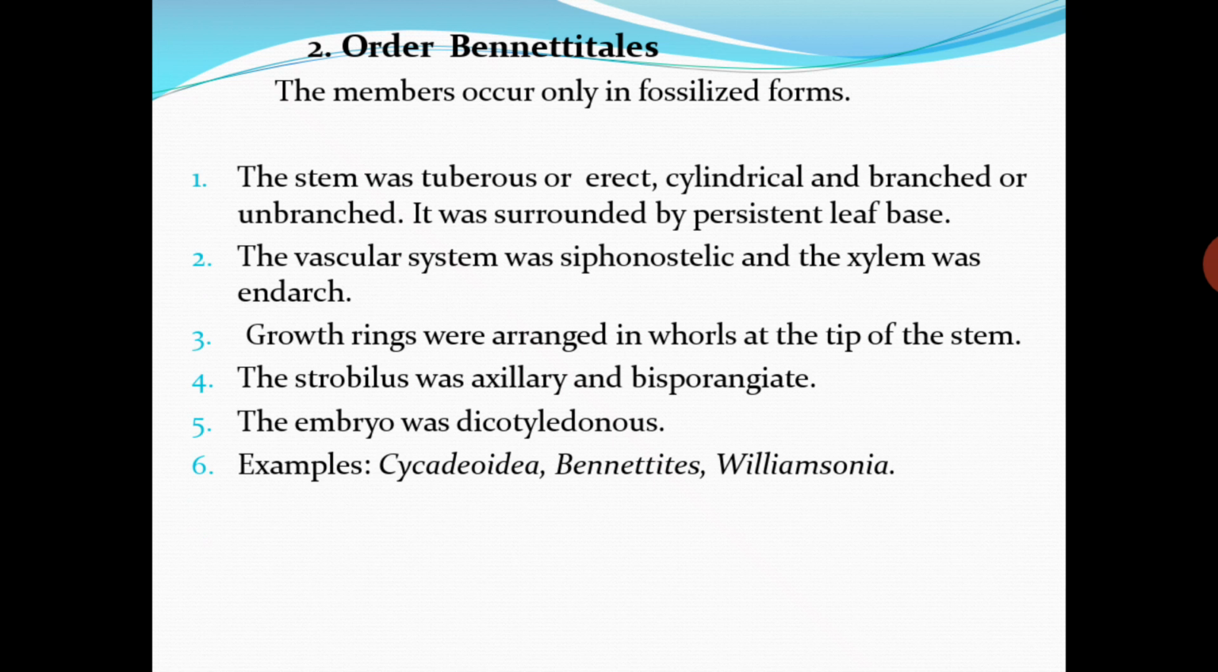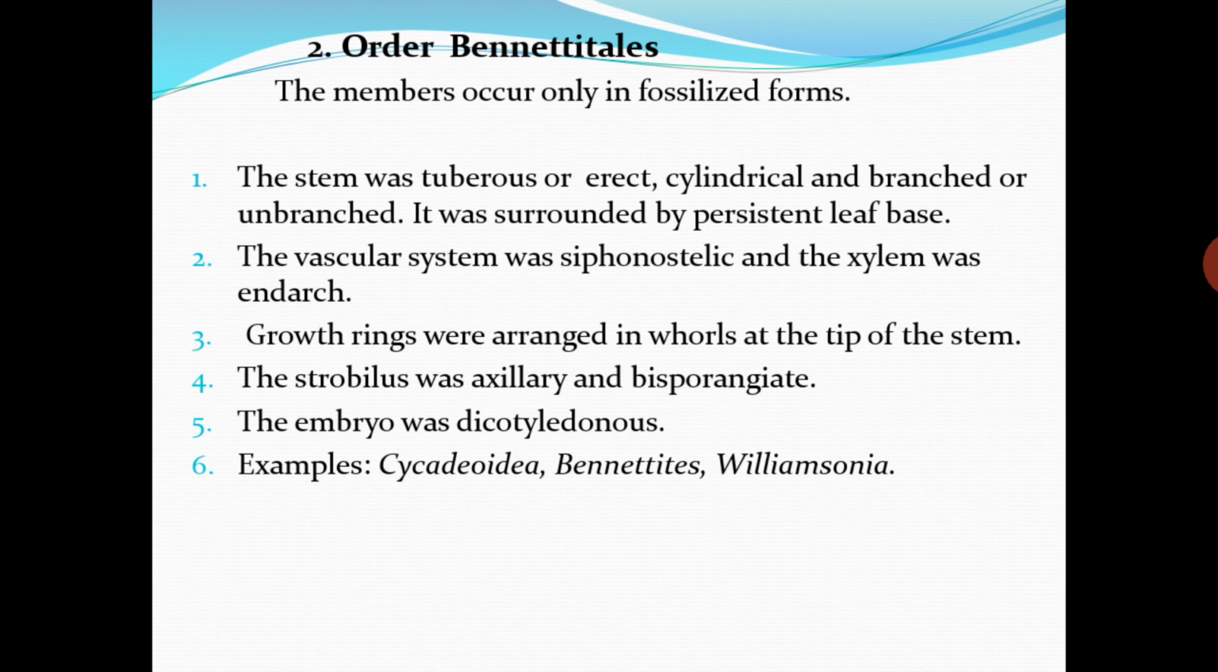The vascular system was siphonostele and the xylem was endarch. So here the vascular system is nothing but a siphonostele, which has a central large pith surrounded by xylem and phloem, and xylem was in an endarch condition. Growth rings were arranged in whorls at the tip of the stem. So at the tip of the stem you find growth rings.